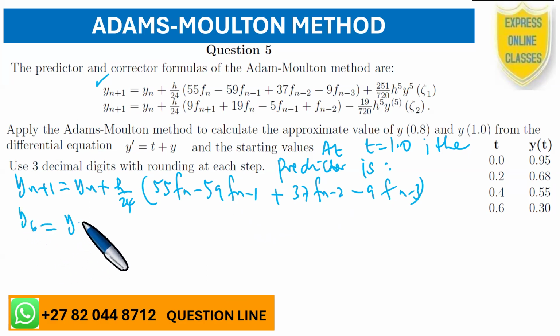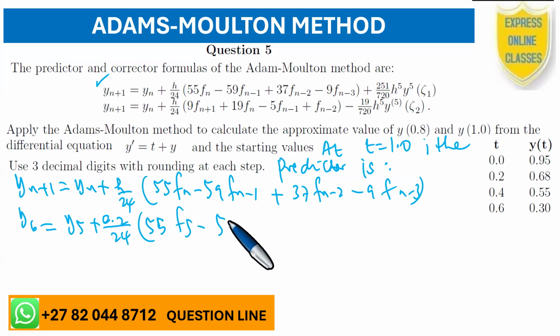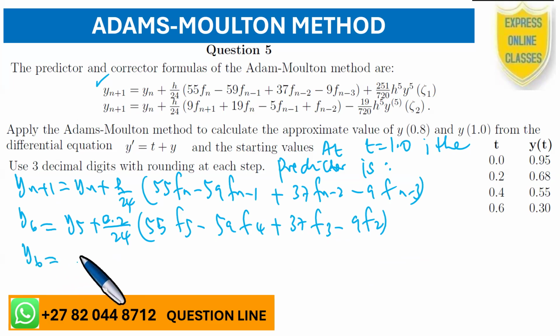Then we're going to do y6. Y6 becomes y5 plus 0.2 divided by 24, times 55 F5 minus 59 F4 plus 37 F3 minus 9 F2. This is y6 when n is 5. What exactly becomes the y5? You've got y5 before, and this y5 was the y5 at the corrector.